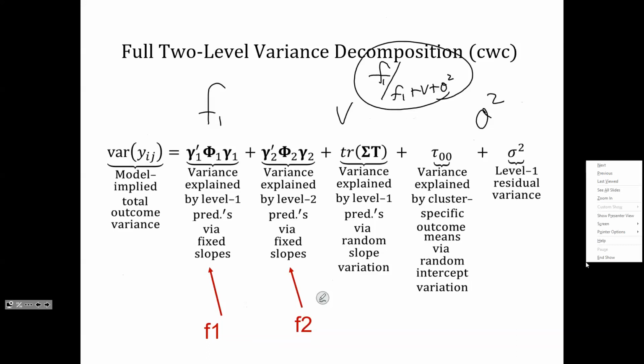And I could do the same thing at level 2. Now at level 2, we said there are only 2 pieces. At level 2, it's just F2 plus M. So if I wanted to know what proportion of the level 2 variance my fixed effects at level 2 explain, I could just compute a proportion of variance like that. I could say, okay, it's F2 divided by F2 plus M.